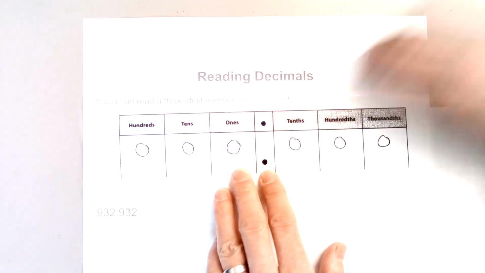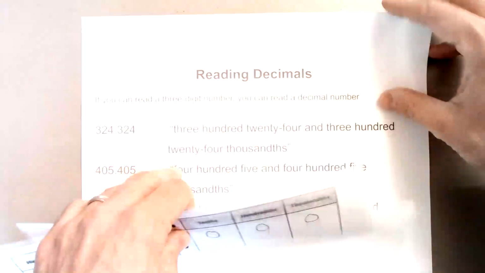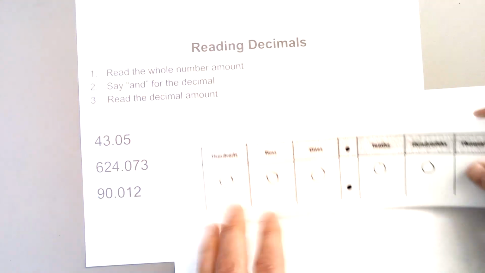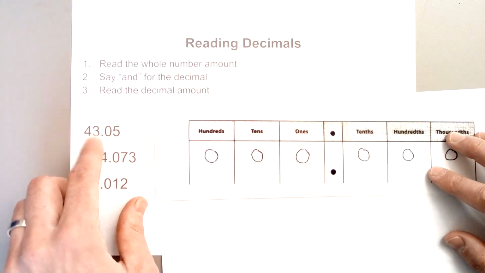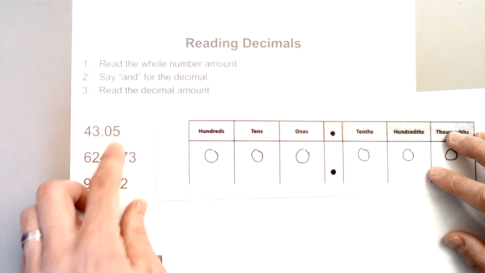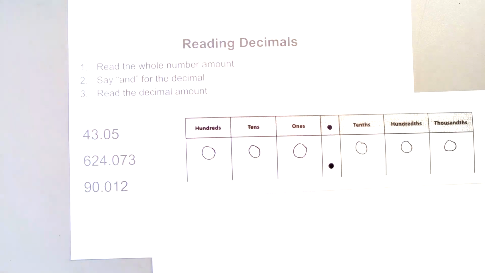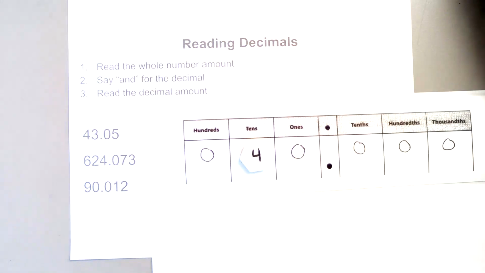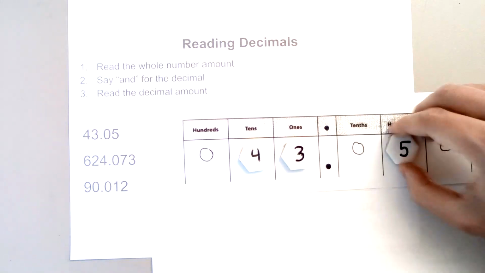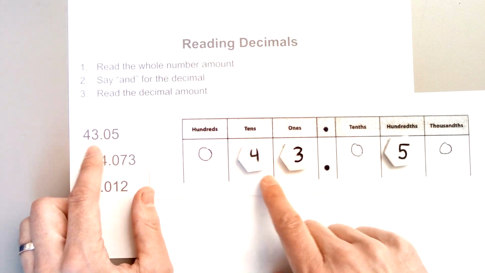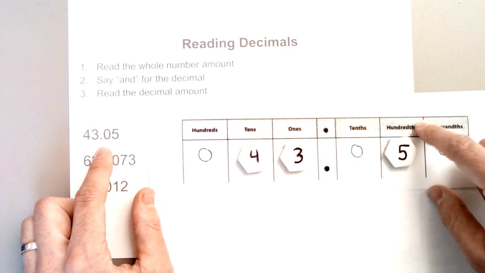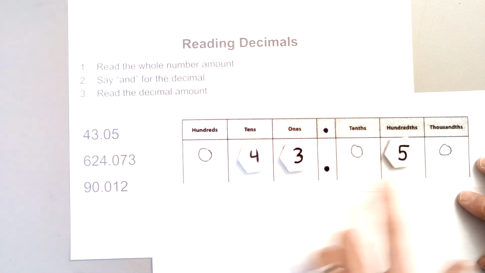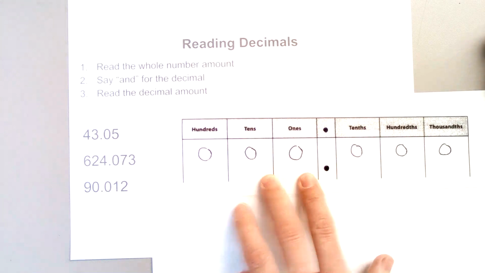We have just one more page for you, and then I think you'll be pretty good at reading decimals. I'm putting all these rules together for these last few. What we're going to do is read the whole number amount first, then you say "and" for the decimal, and then you read the decimal amount. That's all there is to it when it comes to reading decimals. Once you have your place values down, you'll be a pro. Okay, this is 43 and, for the decimal point, 5 hundredths, because the 5 is in the hundredths place. 43 and 5 hundredths.